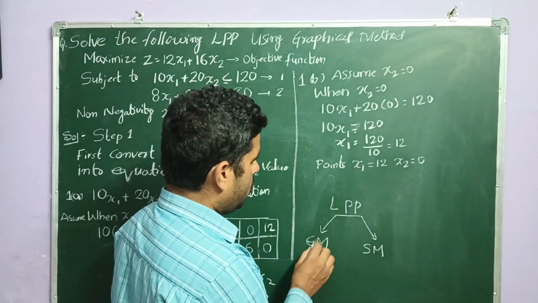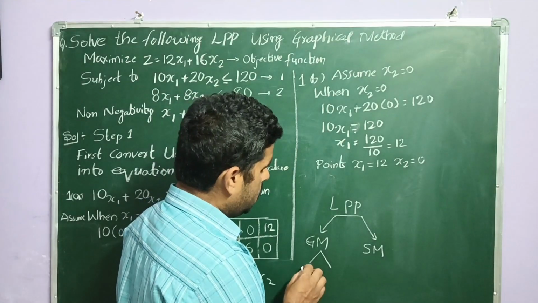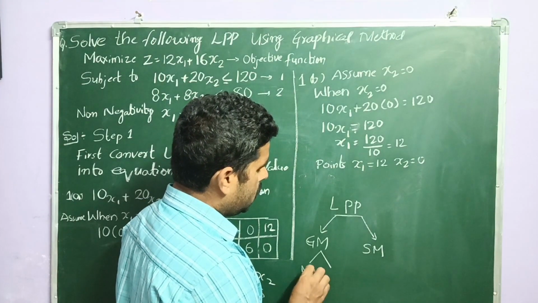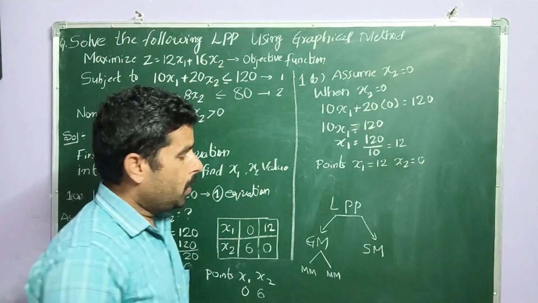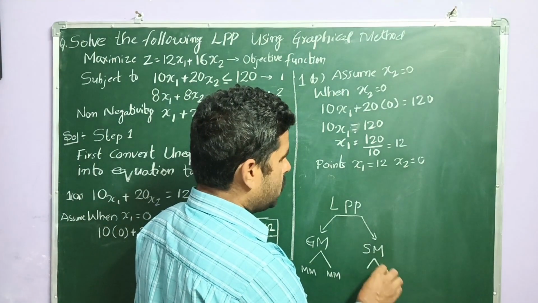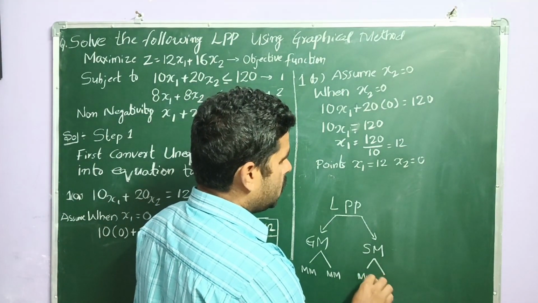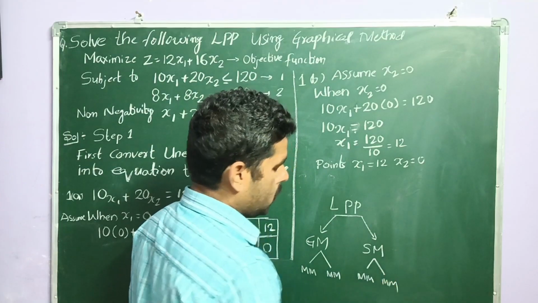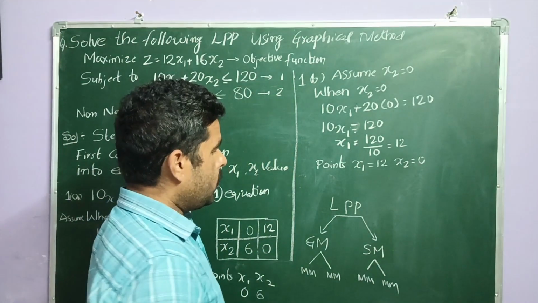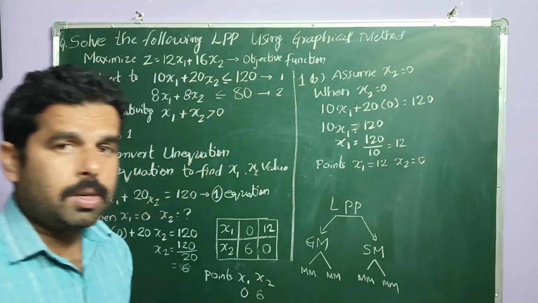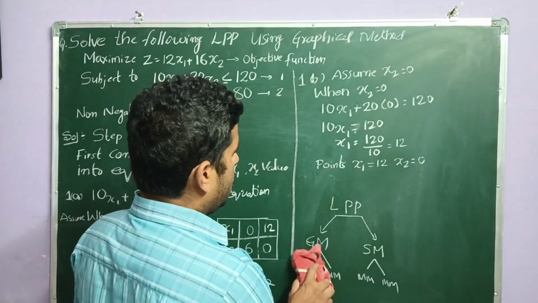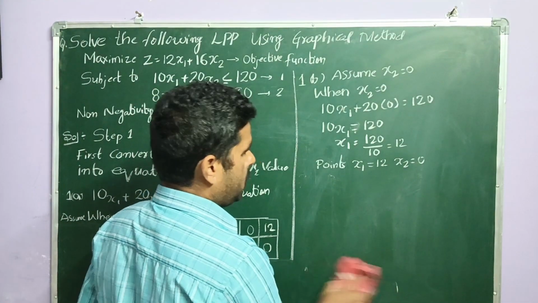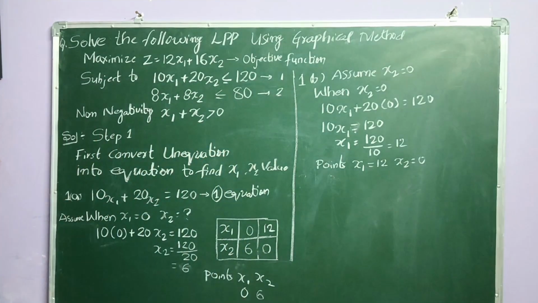The first one is the graphical method: maximization method and minimization method, or minimization model. Then the simplex method also has a maximization method and a minimization method. So these two methods are there. In these, we are going to discuss the first method first. The first method is the graphical method, that is, the maximization problem. I have written one problem here.